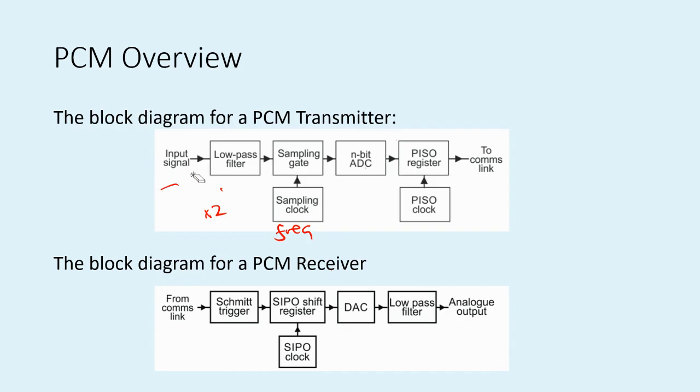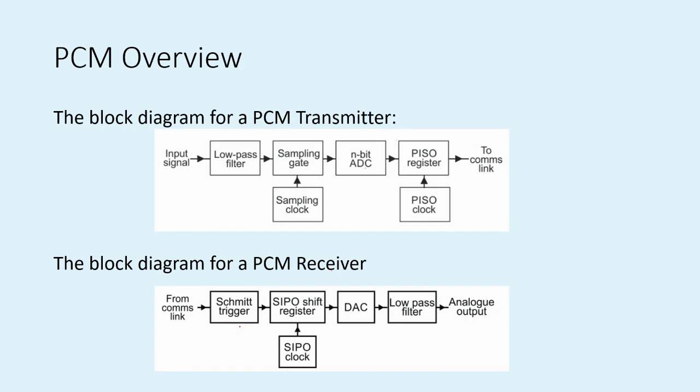The other relationship we need to memorize between the different parts is if we take the sampling clock frequency and times it by n, the number of bits, that's got to be less than the PISO clock frequency. So you need to remember those details between the different bits. And the PISO clock frequency is the same as the SIPO clock frequency, as they're both shift registers.